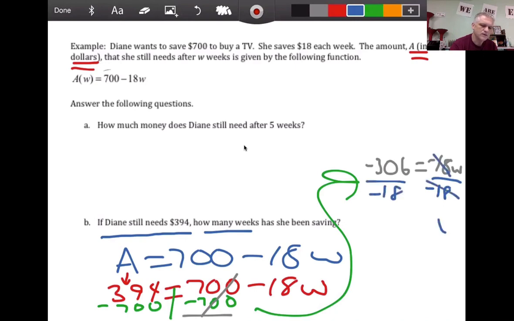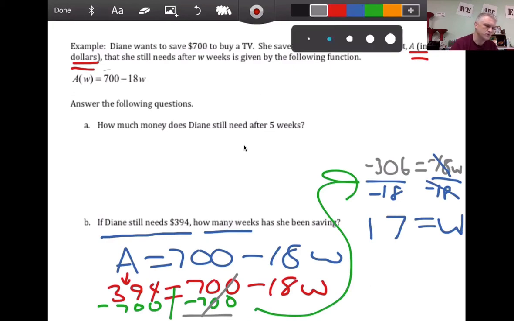Dividing gives me just W. Dividing on this other side, negative divided by negative is positive, which is pretty cool. And let's see, 18 goes into 30 once, and then 18 into 126 is 7 times. Yep, it is. So W equals 17. Again, what's my label? Well, it tells me in the original question, W is weeks. So 17 weeks.